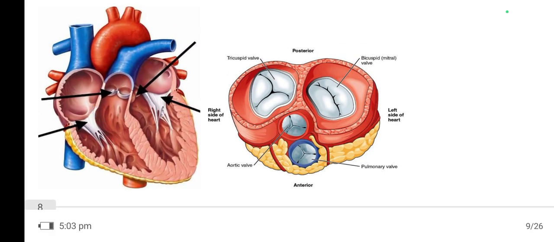This is the heart, and this is the transverse section of the heart. The tricuspid valve is on the posterior side and posterolateral side. We also have the bicuspid or mitral valve on the left side of the heart, and the right side of the heart. We also have the aortic valve.